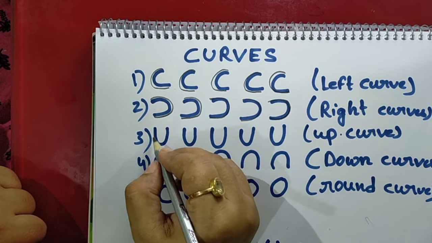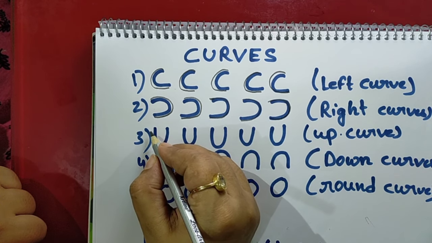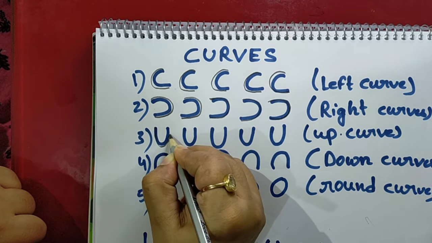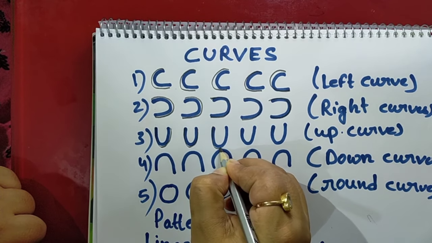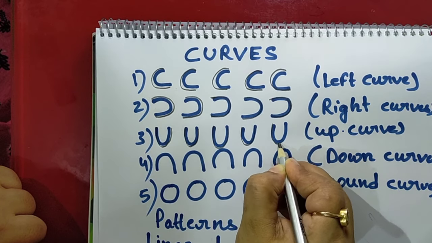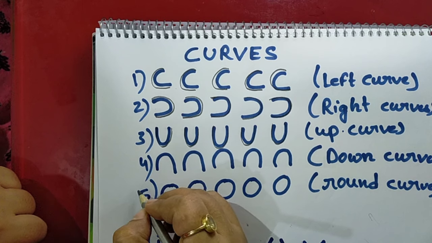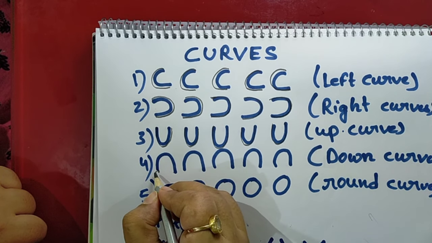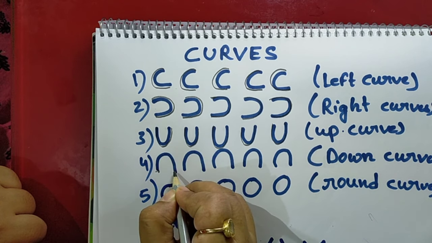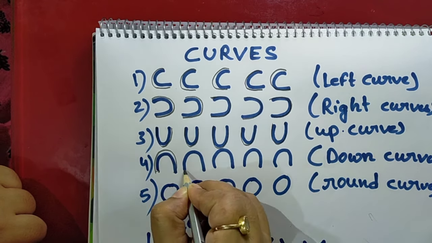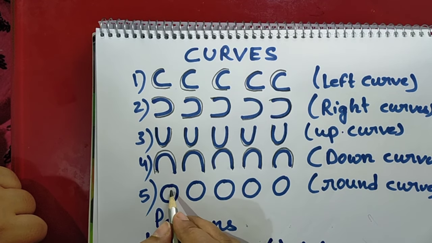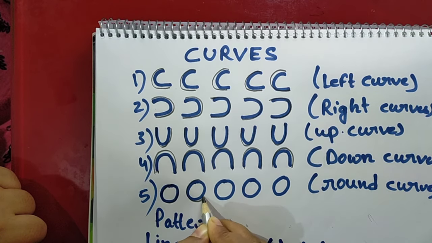Up curves. Now up curve, start from the top and then go round and again up to the top. Like this. Okay. Now down curve, start from the bottom, go round, and come to the bottom again. Like this. Okay. Now this round curve, start from the top and go round. Like this.